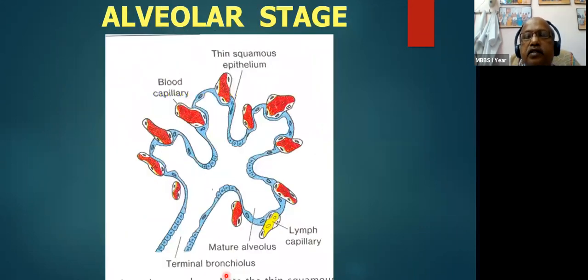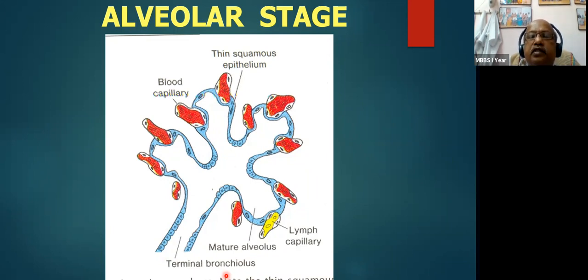The next stage is the alveolar stage. Here you will have further formation of alveoli. Numerous alveoli will be formed. You will have formation of type 1 and type 2 alveolar cells. The capillaries will be dipping into, or projecting into, the alveoli. During this time, there will be thinning of the blood-air barrier, so there is more chance for exchange of gases.